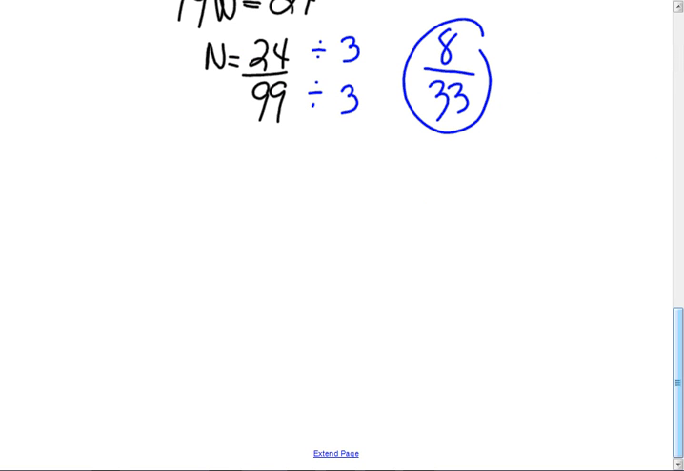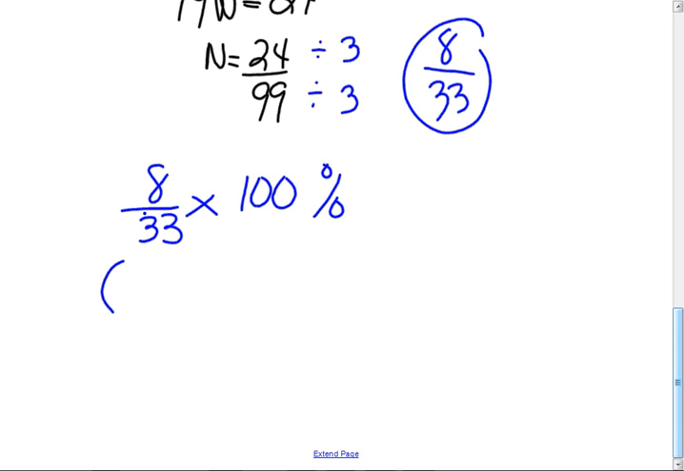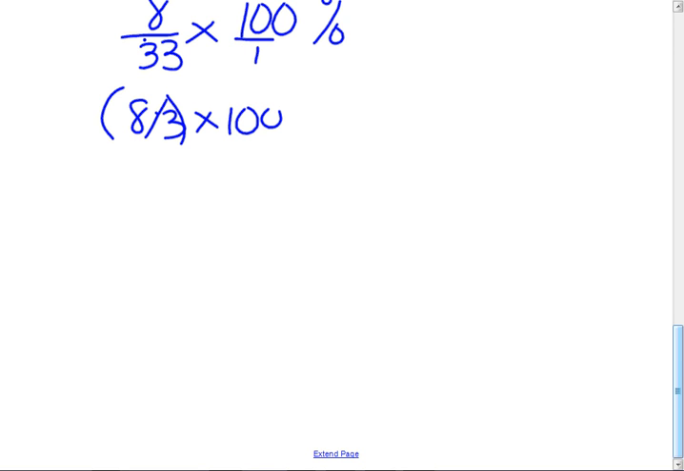I'm going to go with the fraction form. So 8 over 33 times 100%. Now, even with those little calculators, you're going to have to do parentheses. 8, divided, because of order of operations. I have to do the division and then multiply by 100. Or you could do a little of the fraction work and say that's 800 divided by 33. It's the same thing.